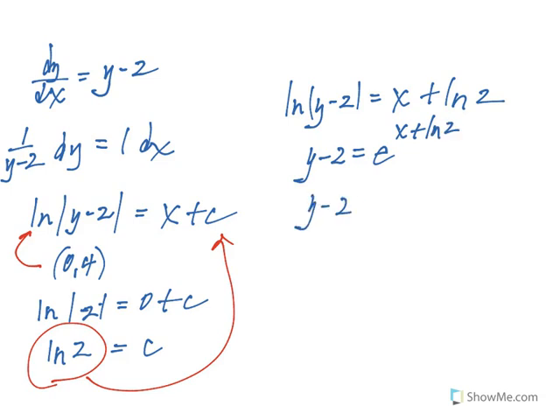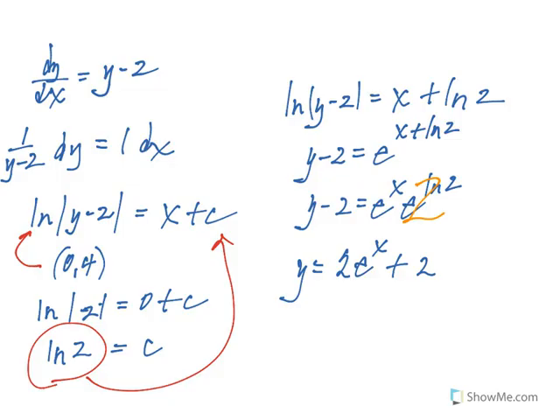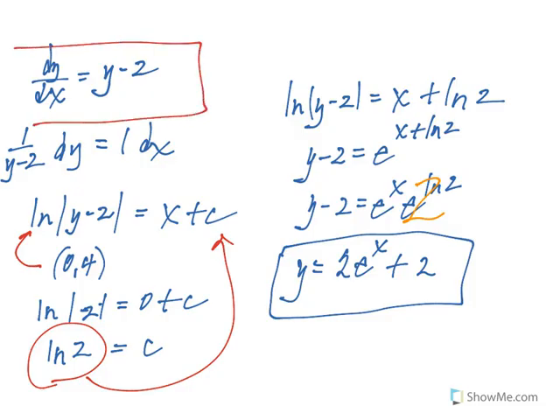And of course we know that y minus 2 is then equal to e to the x times e to the natural log of 2. This entire portion right here simplifies to 2. So my original equation is going to be 2 times e to the x, and I'm going to add that 2 to the other side: 2e to the x plus 2. So this is a particular solution to this differential equation.